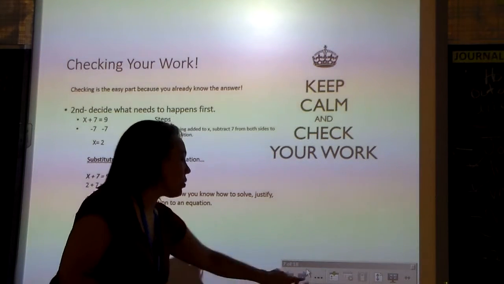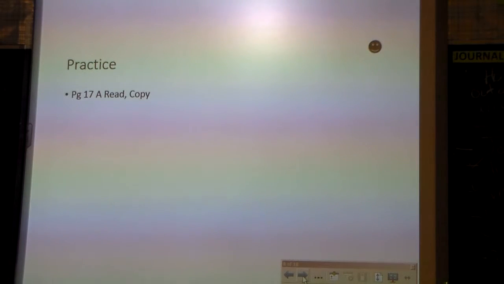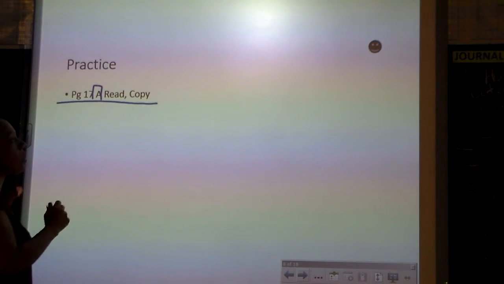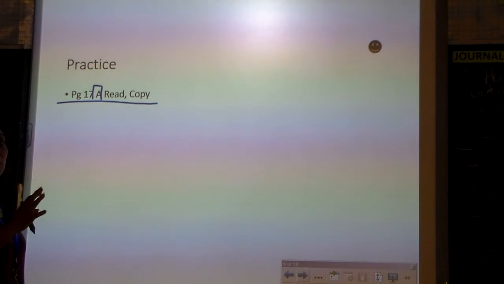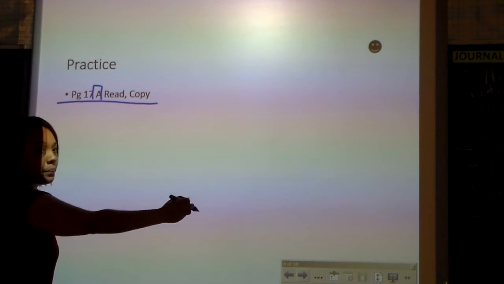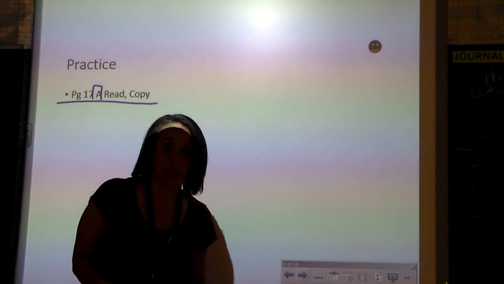Now what I would like for you to do is to get a little bit of practice writing them out on your own. So in the textbook, the red textbook, you're going to go to page 17. And part A, not only are you going to read it, you're going to use in that space, literally just copying the work and the justifying. That's presentation station number 1 for solving simple equations.